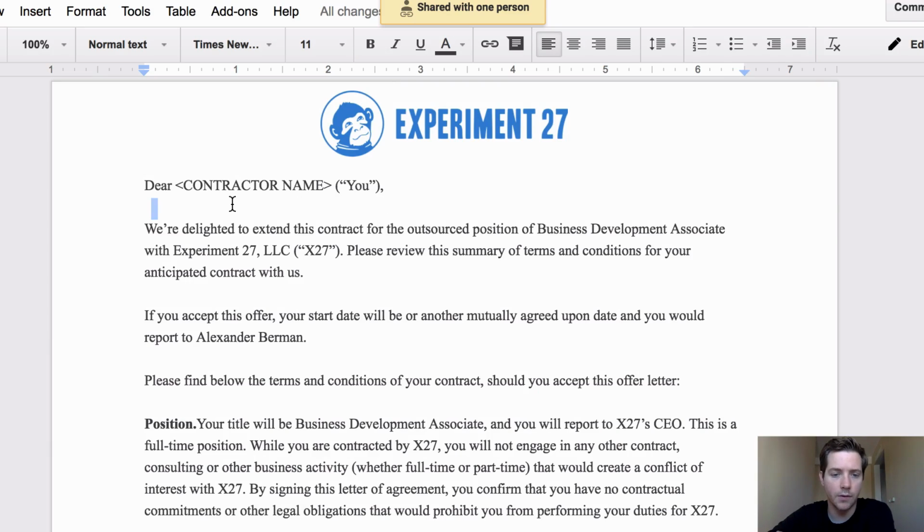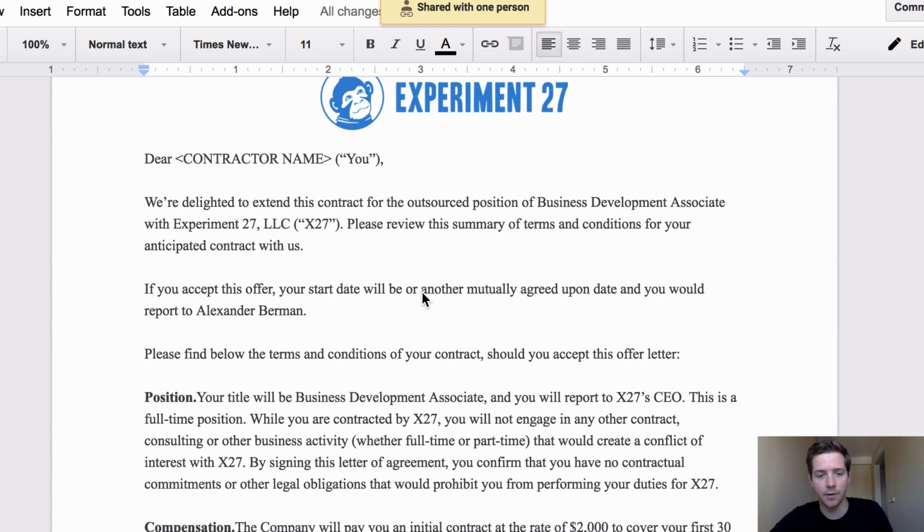So let's jump into it. Here's the exact offer letter template that we use. So we start off with "Dear contractor name." Then, "We're delighted to extend this contract for the outsourced position of business development associate. Please review the summary of terms and conditions." And that's the main intro.